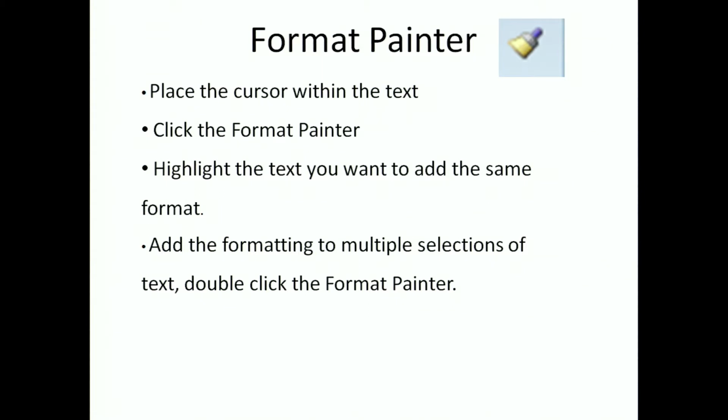If you want to apply the same formatting in multiple sections, what you have to do is double click the Format Painter. Once you do the double click, the Format Painter icon will appear. So wherever you want to do the formatting, you can just keep on selecting the particular text or paragraph, and that same formatting will be applied to the content. So this is about Format Painter.